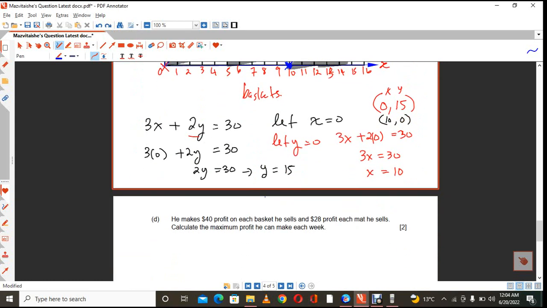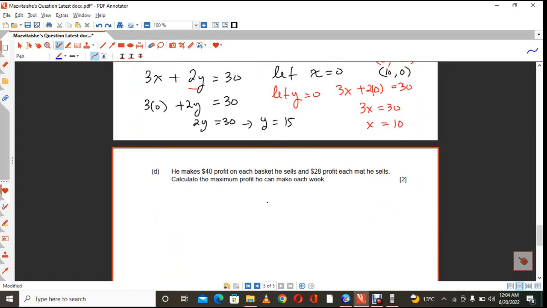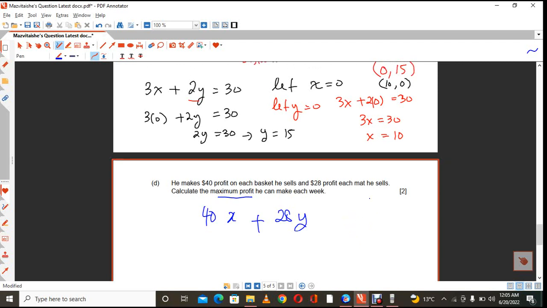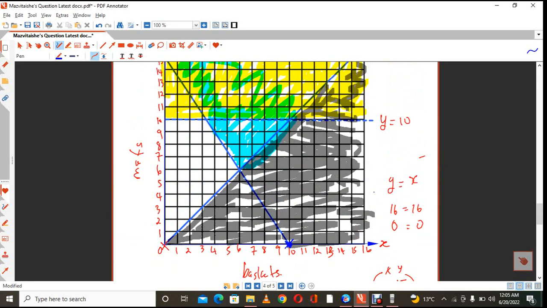Now, in order for us to answer the next one, it says he makes $40 profit on a basket, and the basket is represented by x, and he makes $28 profit on a mat. We are supposed to find the maximum profit. So we need to go back to our grid and find points that will give us the highest value.